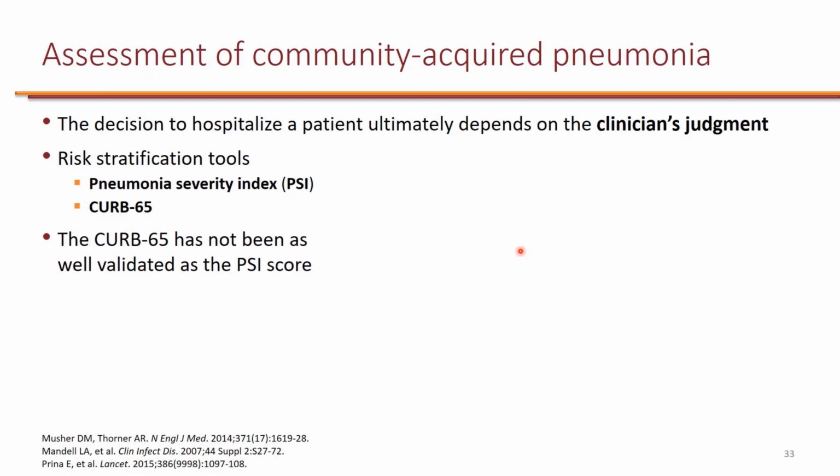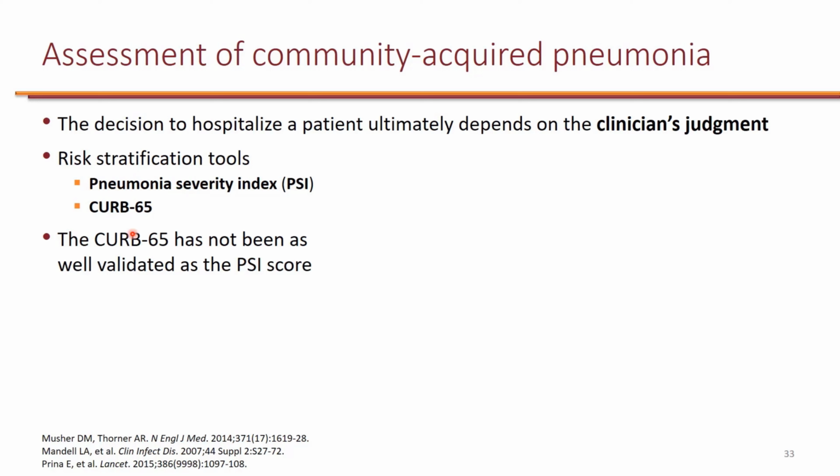Now, of course, the decision to hospitalize a patient ultimately depends on the clinician's judgment. So clinical judgment is important, but there are also some tools that can be used in order to aid in making that decision. So there's the Pneumonia Severity Index, or PSI. It's also referred to as the PORT score. And there's the CURB-65 score. Now, these scores are just to help. They are not to replace clinical judgment.